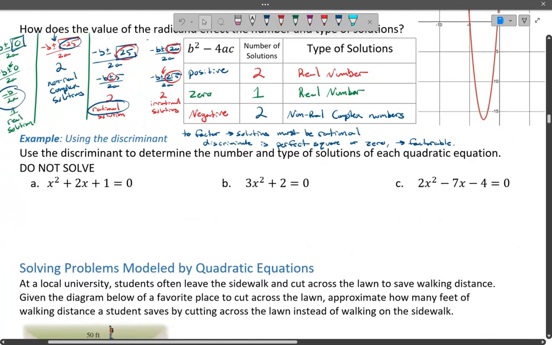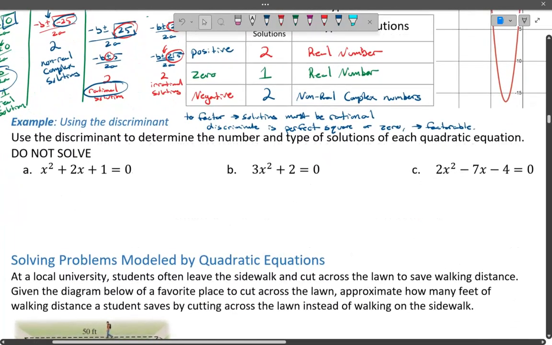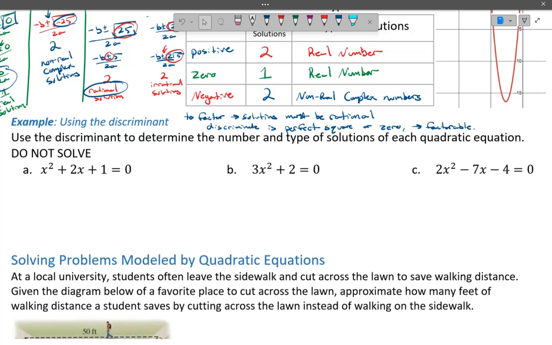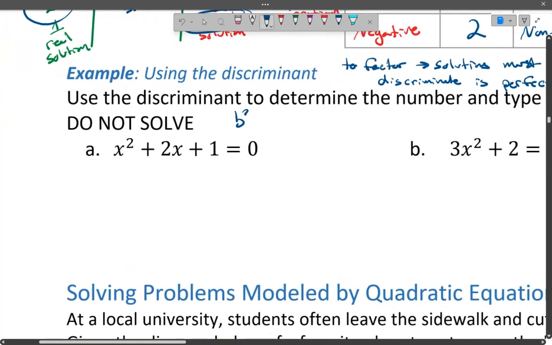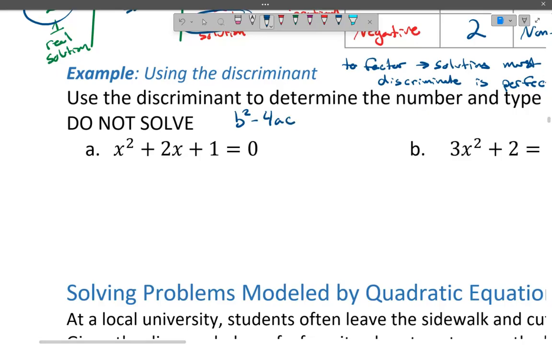So let's use the discriminant to determine the number and types of solutions for each quadratic equation. And we're not going to solve. And I'm going to add on to this, and I'm going to say that I also want you to determine whether or not we would need to use the quadratic formula to solve, or if we would be able to factor to solve. So again, our discriminant is b squared minus 4ac. That's the only part of the quadratic formula we're going to solve. We're not even going to include the radical.